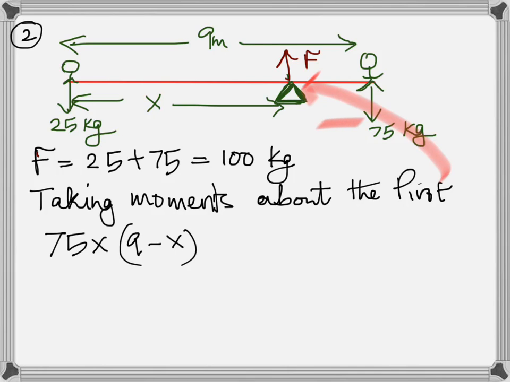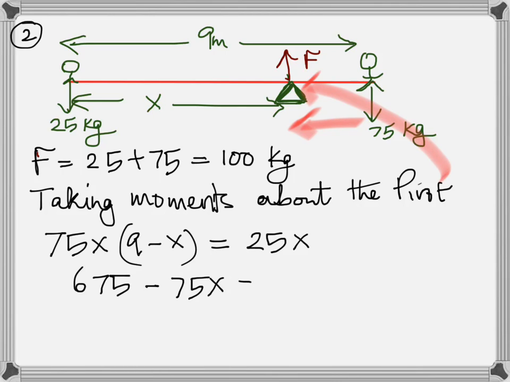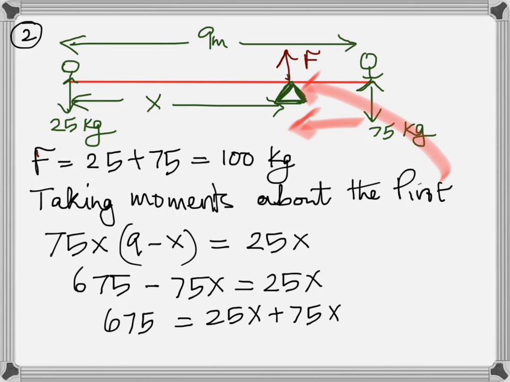At that point, it's 75 times 9 minus x. That's clear, isn't it? 75 times 9 minus x is equal to 25 times x. Problem done. So you multiply 75 times 9, you get 675, minus 75x. Take that to the other side, so you get 25x plus 75x is 100x is 675. Then divide by 100 and you would get 6.75 meter.